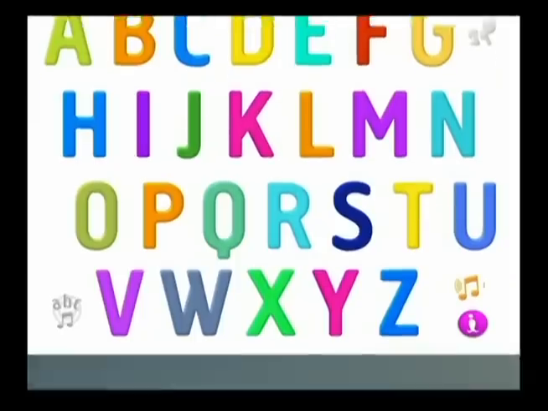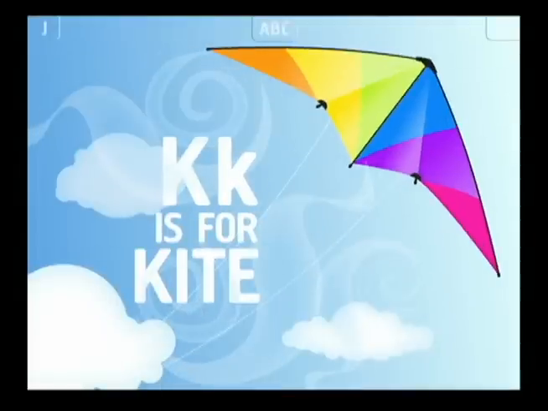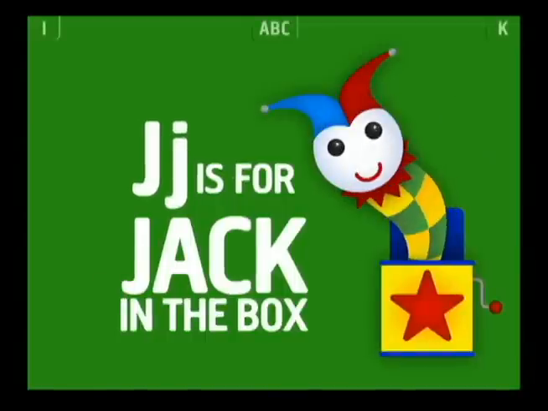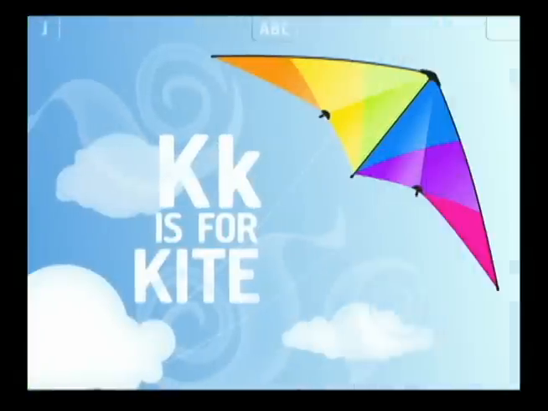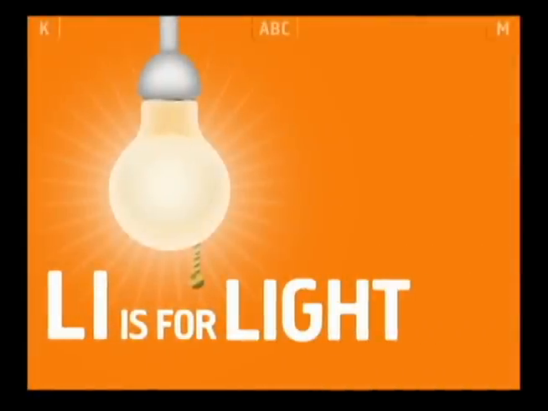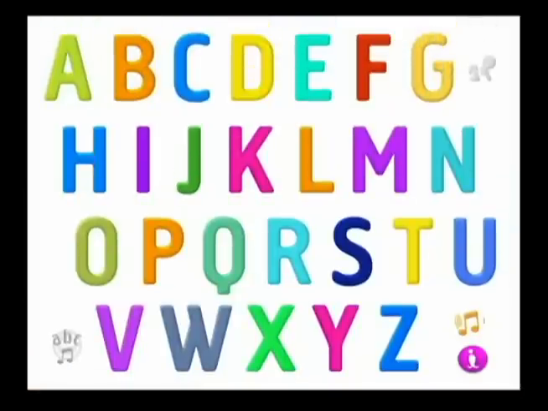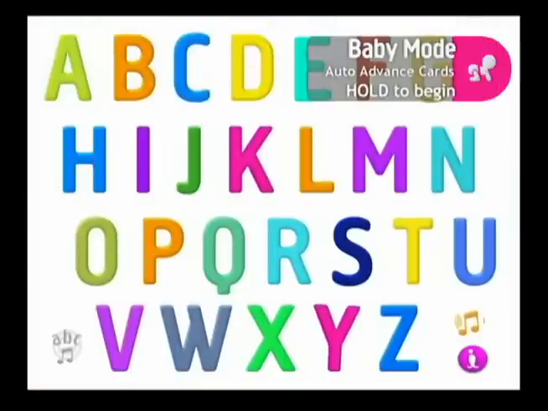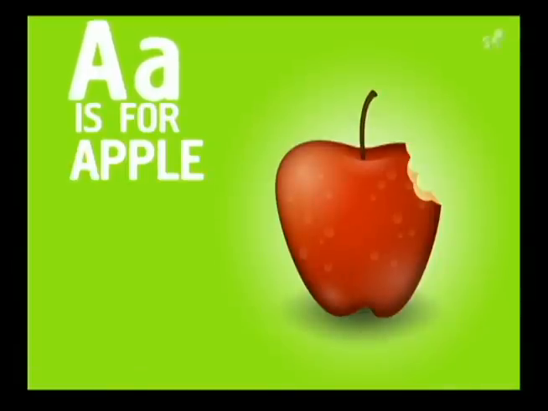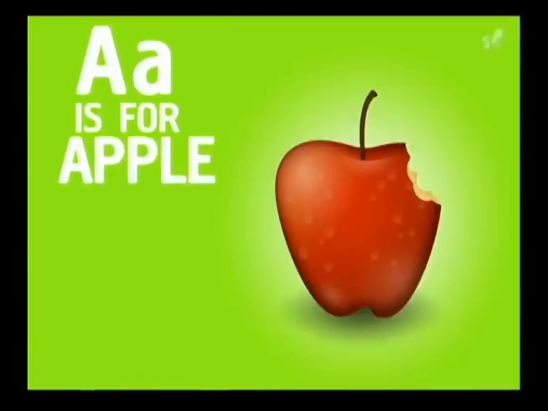Once they are ready to move on to another letter, children can return to the previous letter, advance to the next letter, or choose to return to the alphabet to select a new letter. Select Baby Mode to set all cards to automatically advance in sequence. This is a great option for both young children and those that have mobility problems.